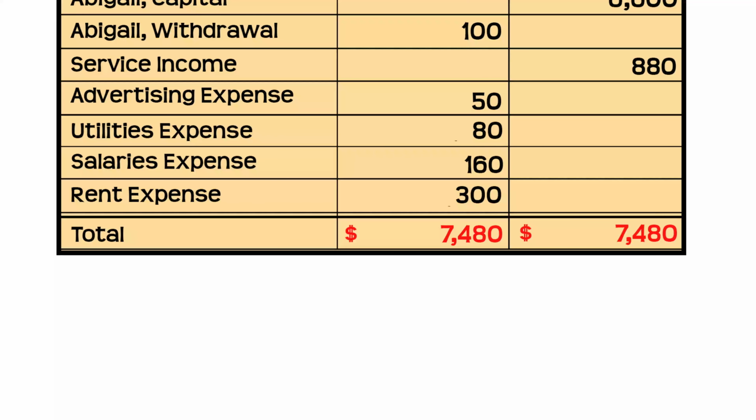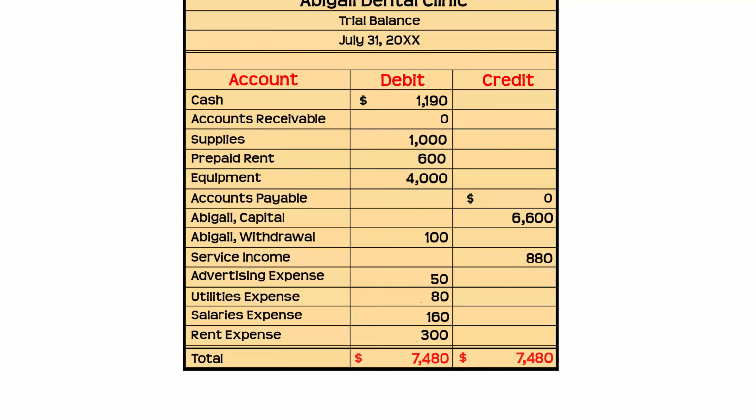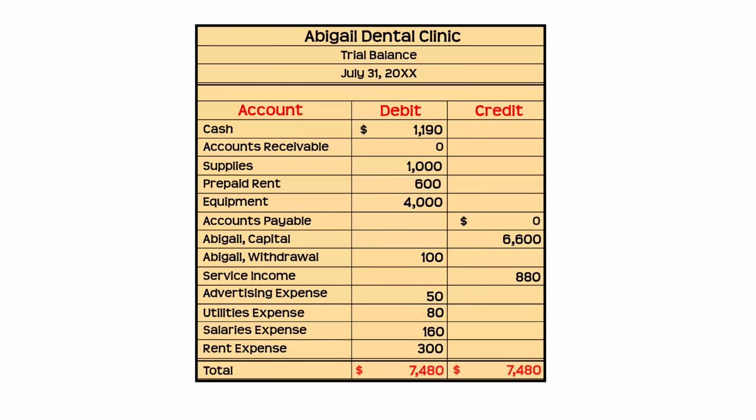However, if the balances were not equal, we must have made a mistake on the journal entry, on the ledger, or on the trial balance itself. And that is how a trial balance is prepared.